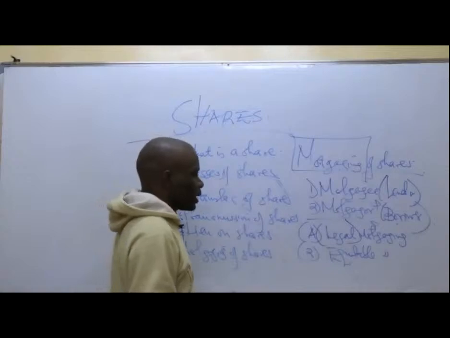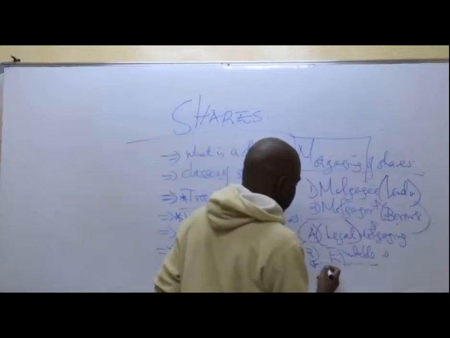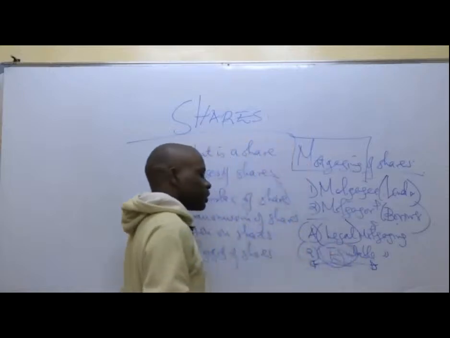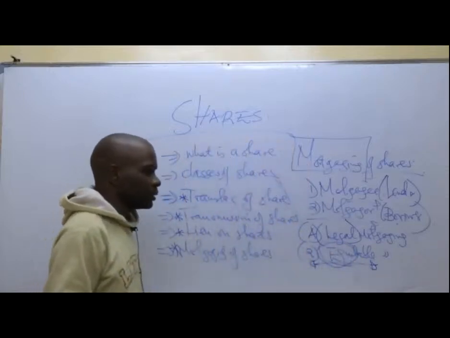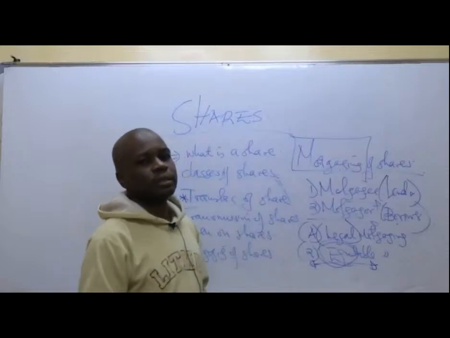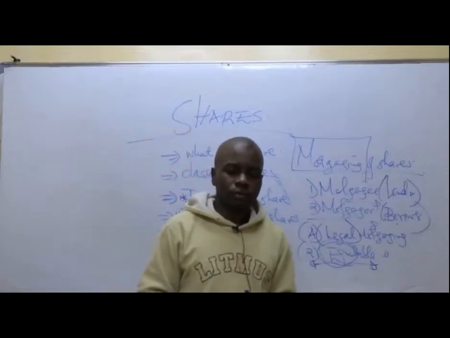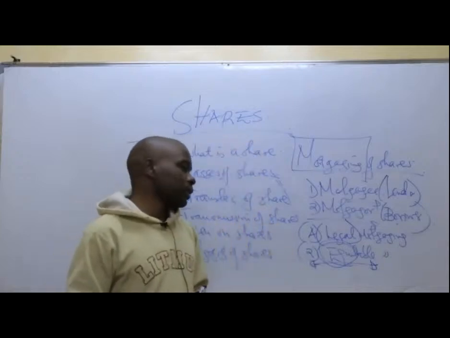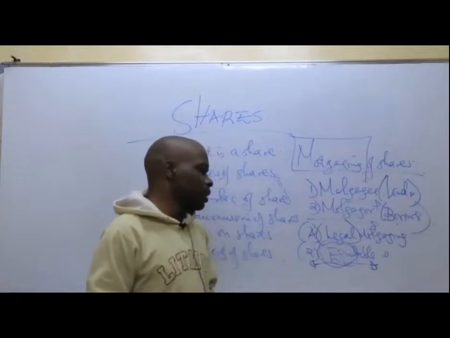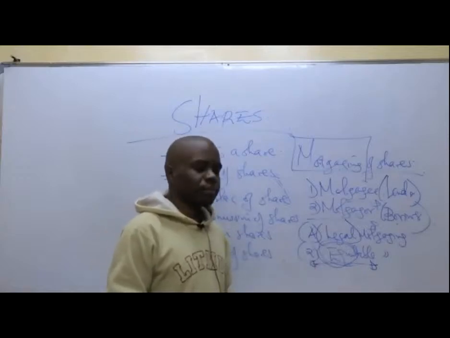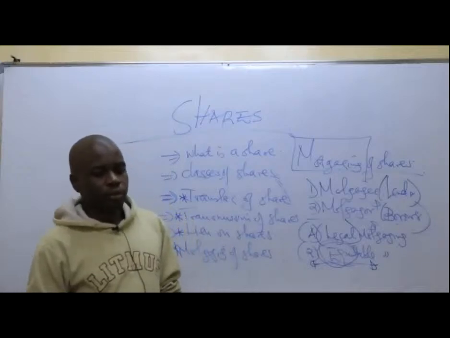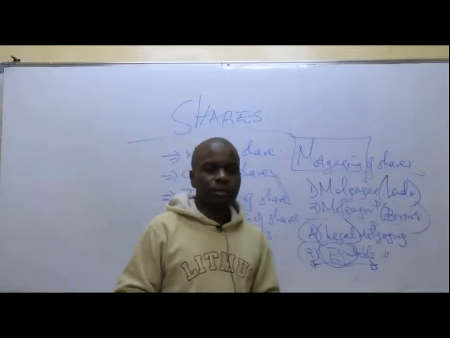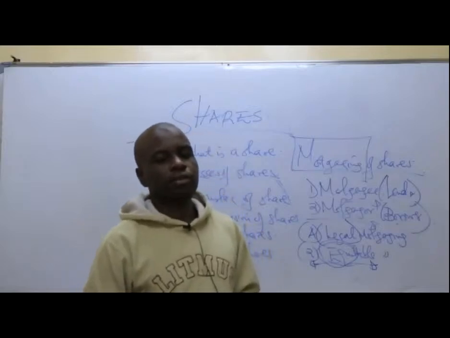So what happens under equitable mortgaging of shares? In this case, just from the word equitable, there are equal chances, or 50-50 chances. What happens here is that the borrower or the mortgagor will simply deposit the blank transfer form for the shares with the lender. Once the lender has got that form, he'll keep it, and in case of default, that's when he can take a step to transfer the shares into his or her name.